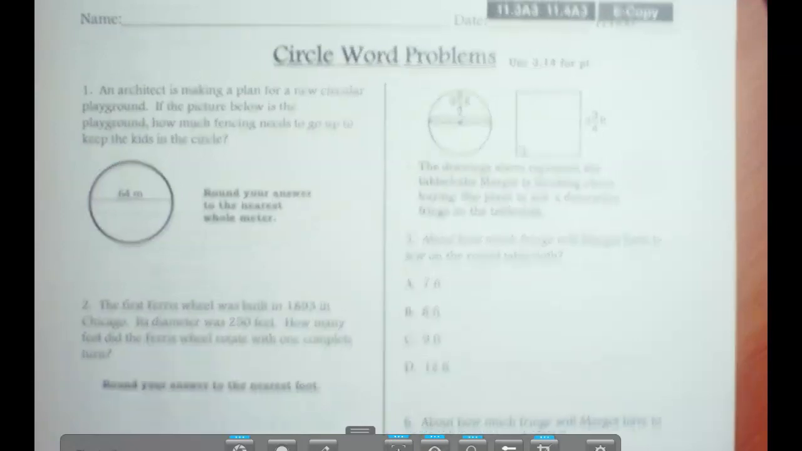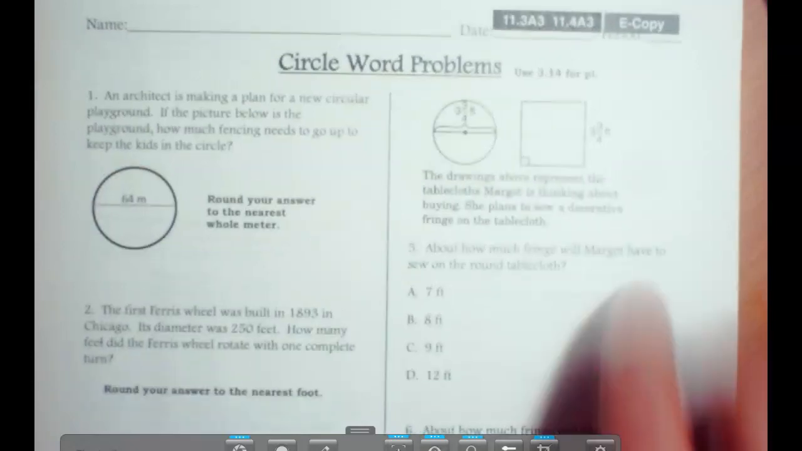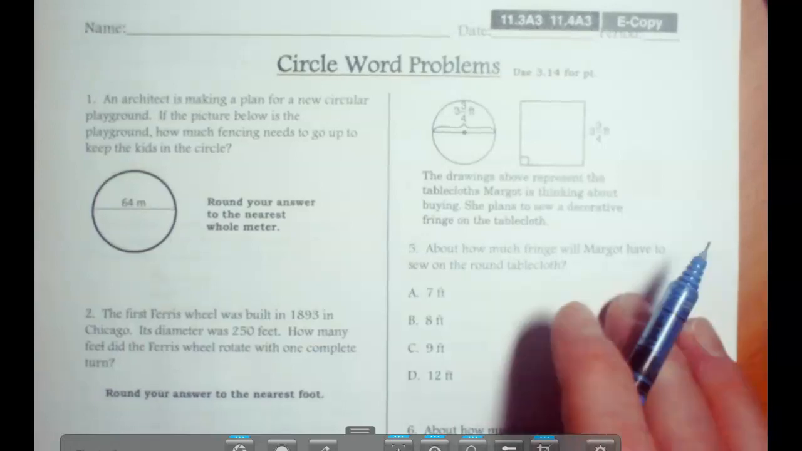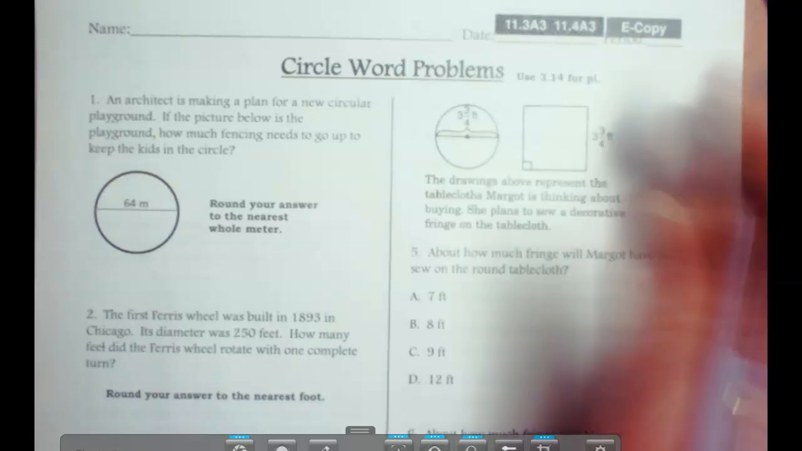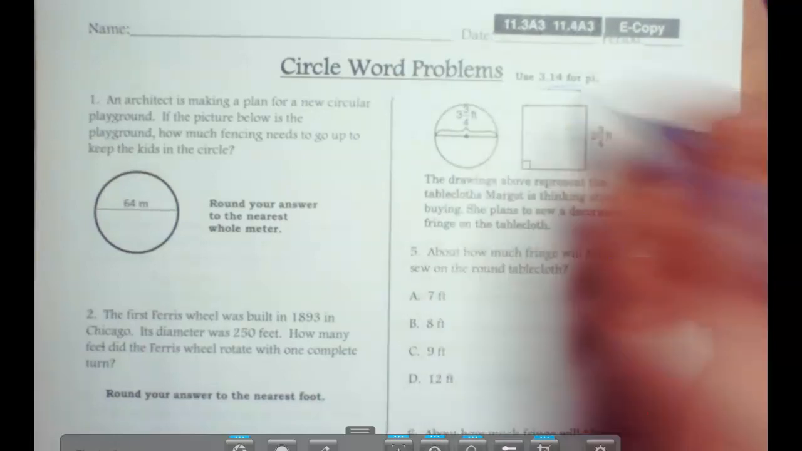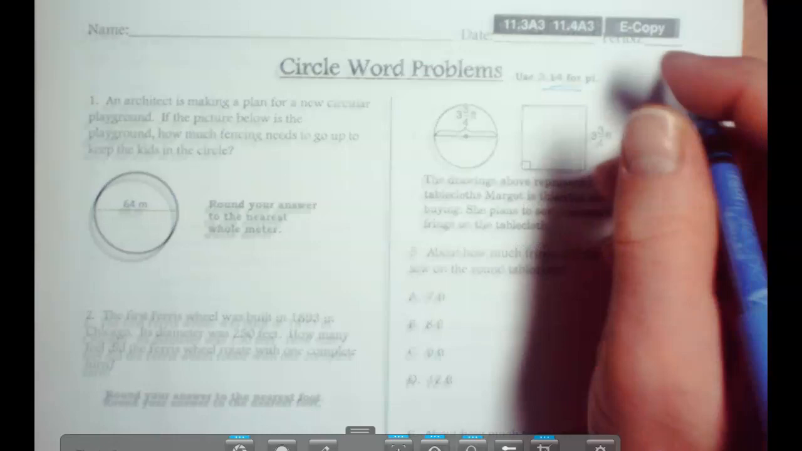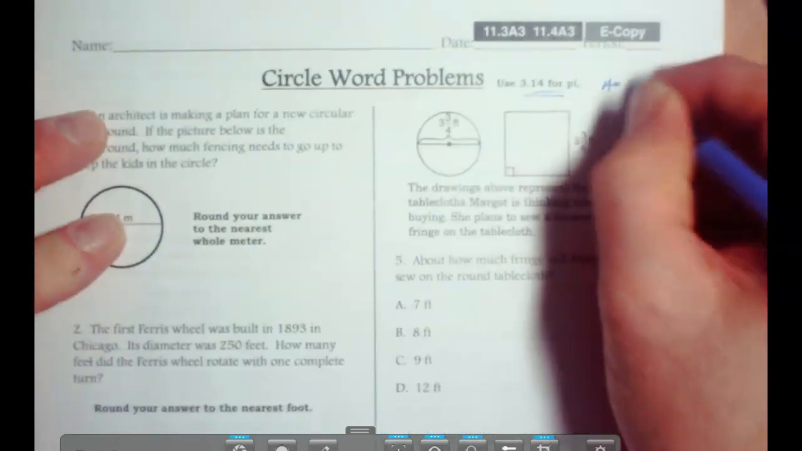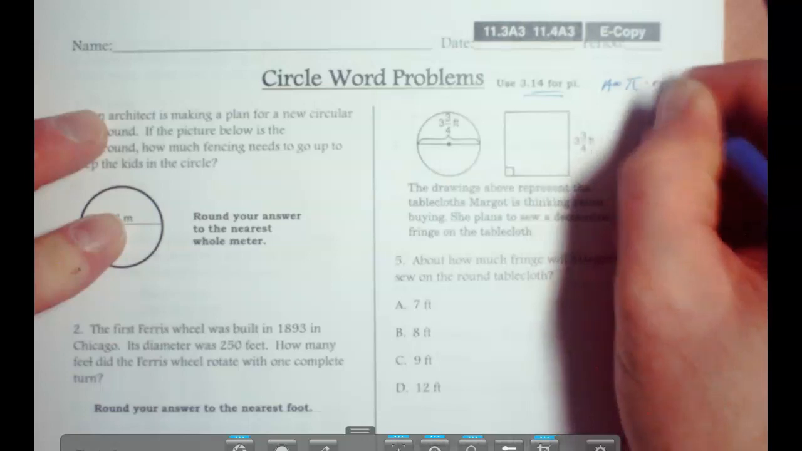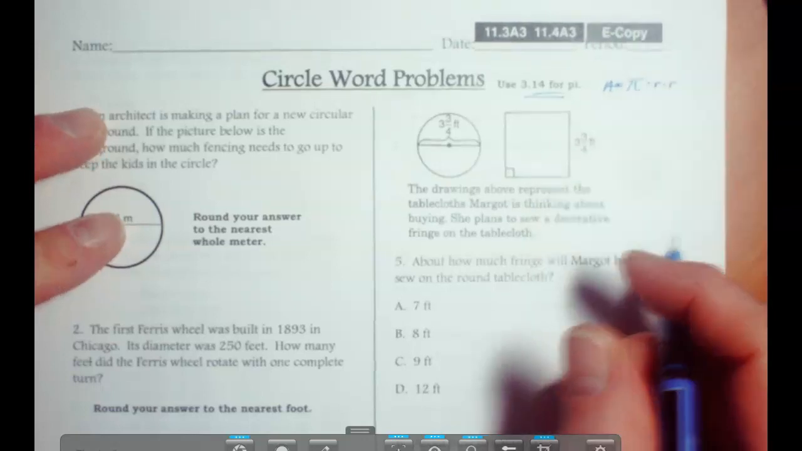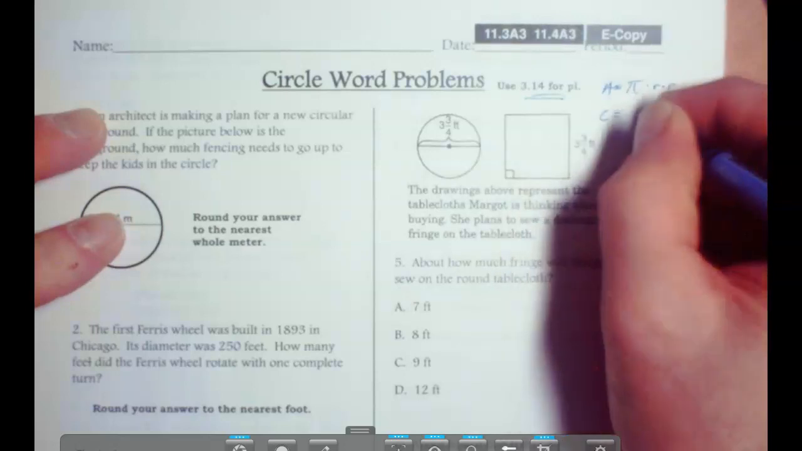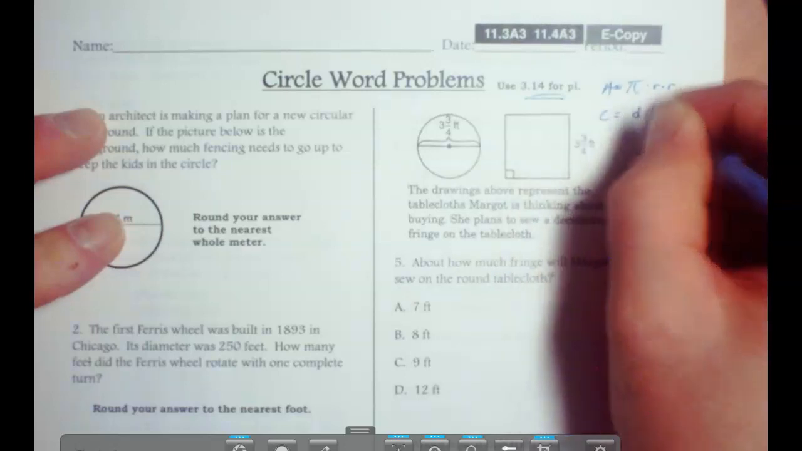Hey folks, today we're going to be doing 11.3A3, 11.4A3. This is area and circumference of a circle, and we got word problems here. Let's just put down a couple things here. First of all, we're using 3.14 for pi, and let's just put down our formula for area. It's pi r squared, pi times the radius squared, and circumference is going to be equal to d pi, the diameter times pi.